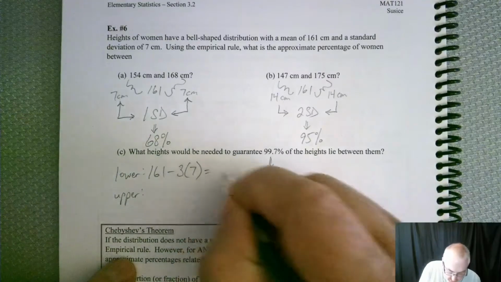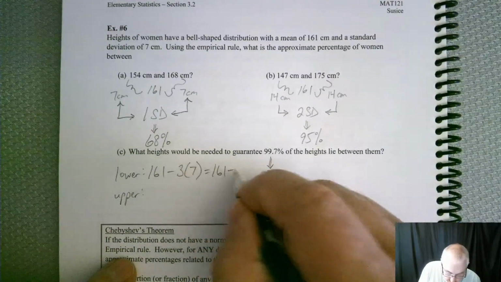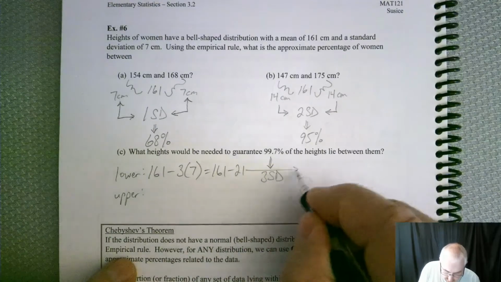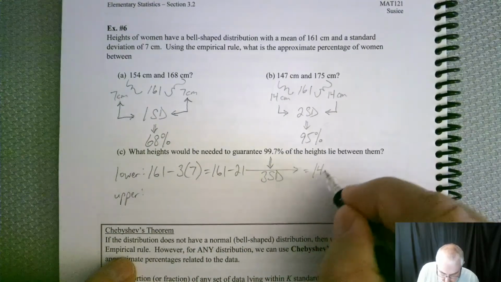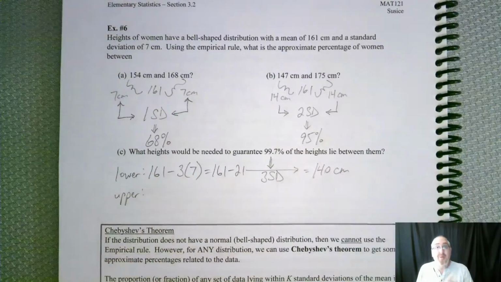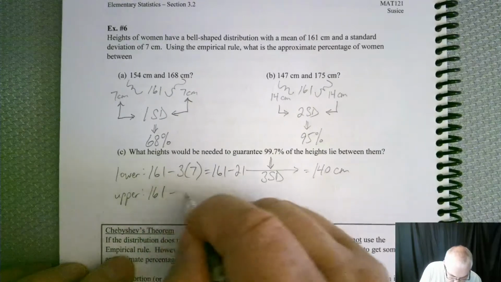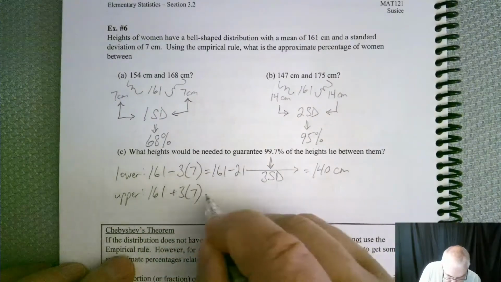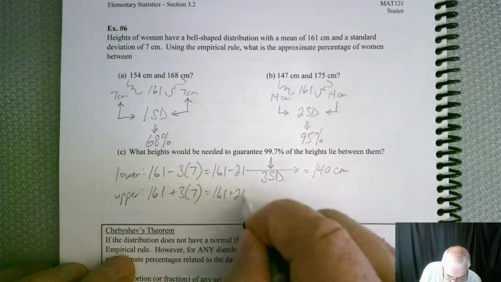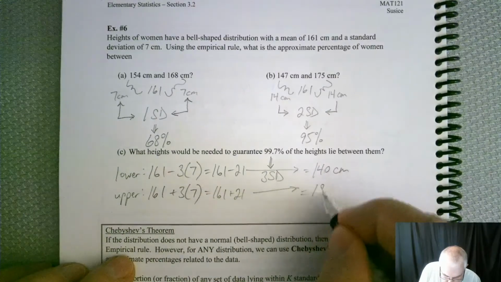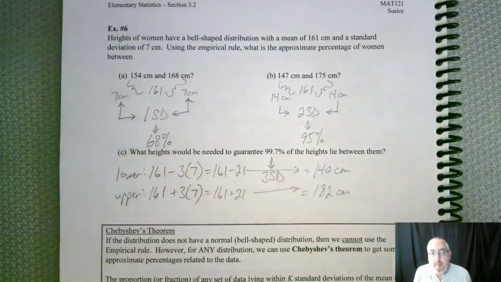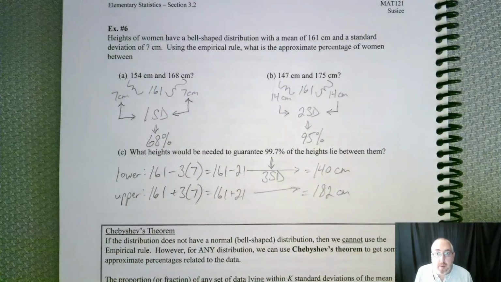So if we just take away 21 from 161, that gives us 140 centimeters. So that's on the low side. What's going to be the number on the upper side? Very similar process. We're going to add 21, which gets us up to 182. So, not terrible. Again, the math is not super complicated, but you got to understand what they're looking for. That's the key to this whole mess.